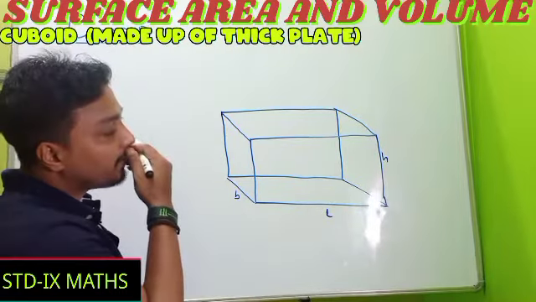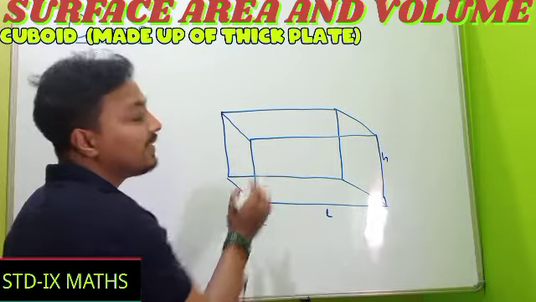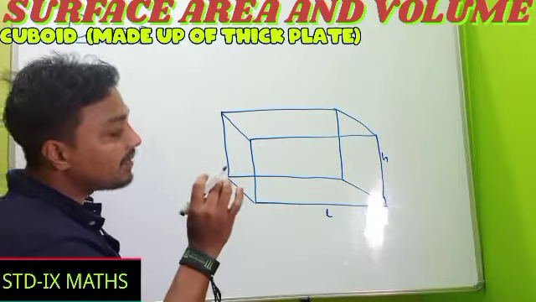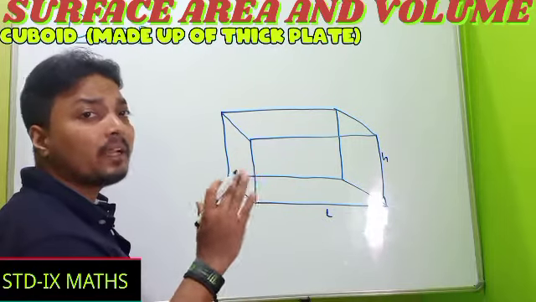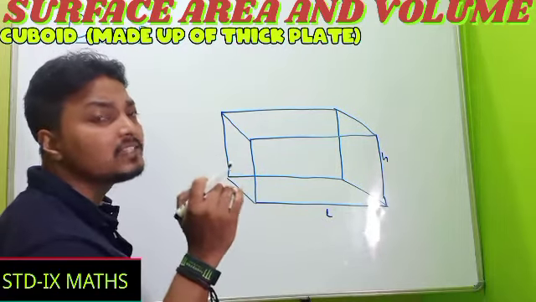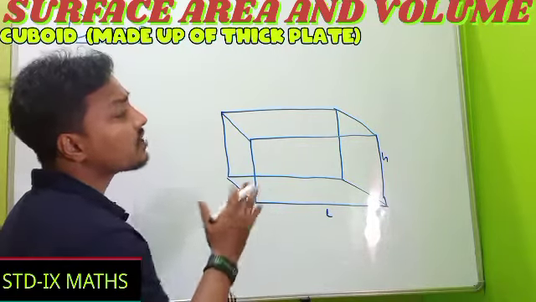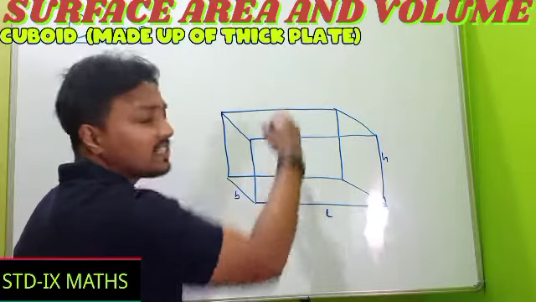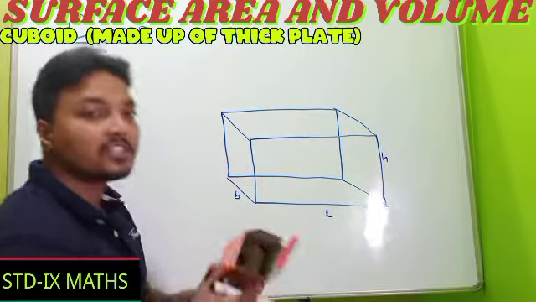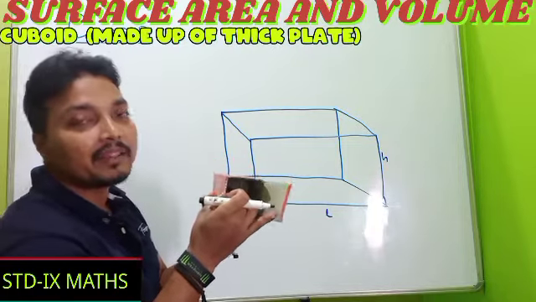See carefully, whenever it is made up of a thick plate, the plate having some width. The previous one had no width, otherwise negligible width. But here, the plate required to make the structure is just like this. Remember, this one is hollow, means empty. This one is just like empty, this one is just like empty. In the previous one, the plate was a very thin plate.